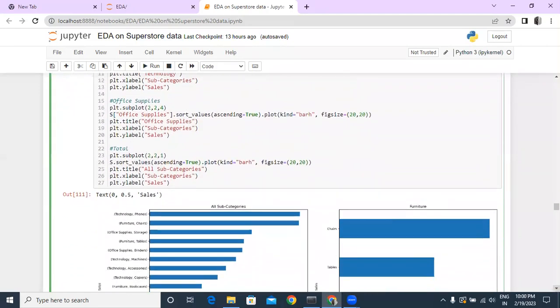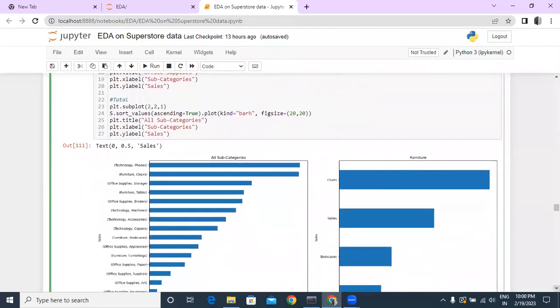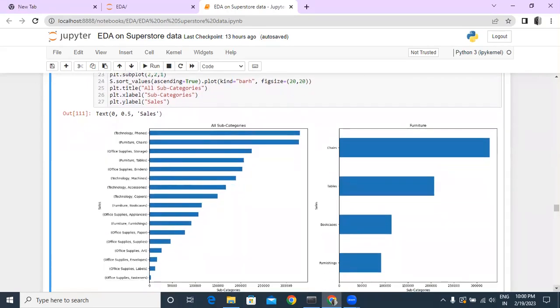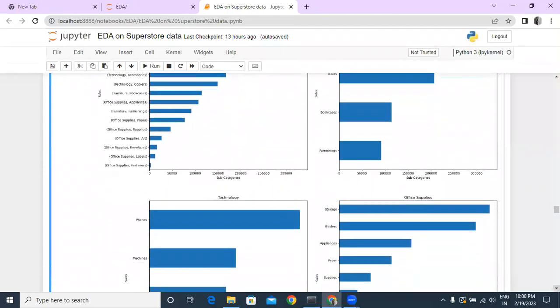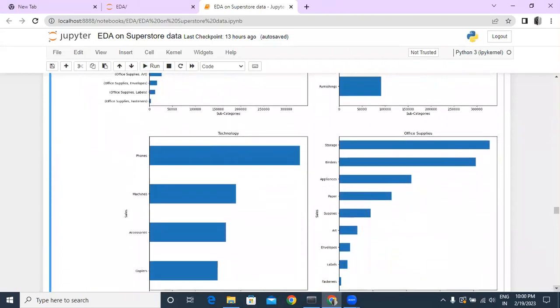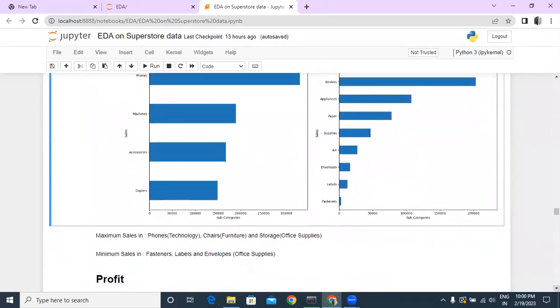So we can see from here the phones, chairs, storage, office supplies. In the category office supplies, these 3 are at the highest, and accordingly we can see the category-wise furniture is plotted, office supply is plotted, and technology is plotted. So the analysis which we could make from here is phones, chairs and storage were the maximum sales, and then minimum sales were from fasteners, labels and envelopes.